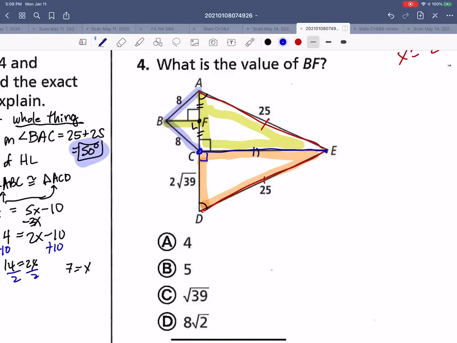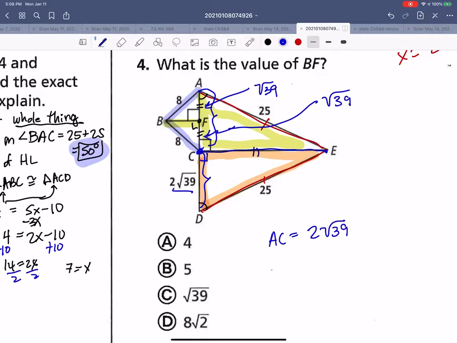Okay, so what does that mean? Well, that means if this is 2 times the square root of 39, then this is also 2 times the square root of 39 because that's a midpoint. So it means this one must be 1 square root of 39, and this one must also be the square root of 39. And so if we add them together, the whole thing AC is 2 times the square root of 39. So what is one of the distances? What is BF? I don't know. We haven't figured that out yet. Oh, I spoke too soon.